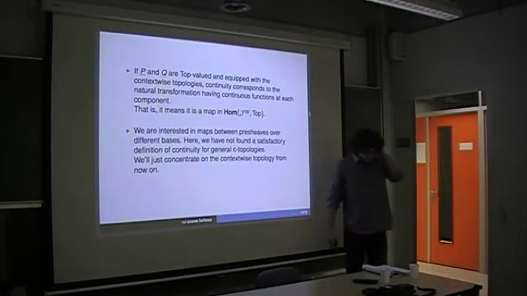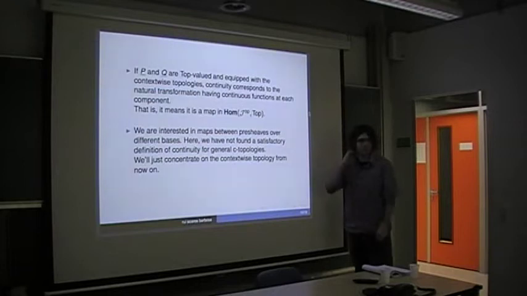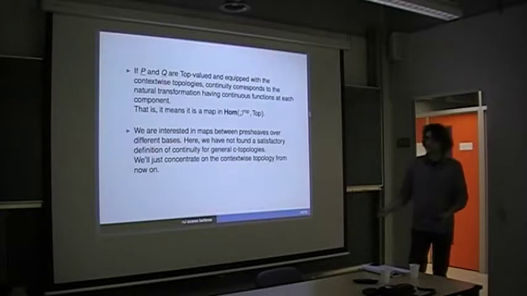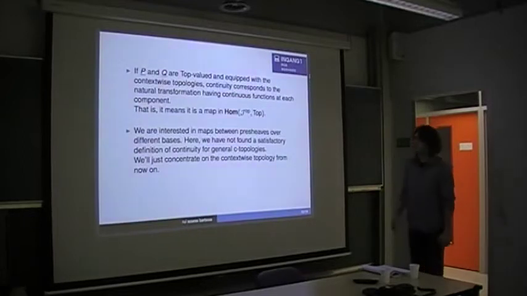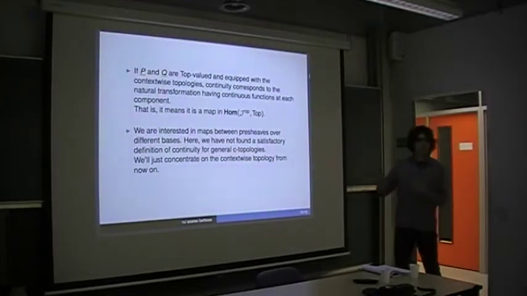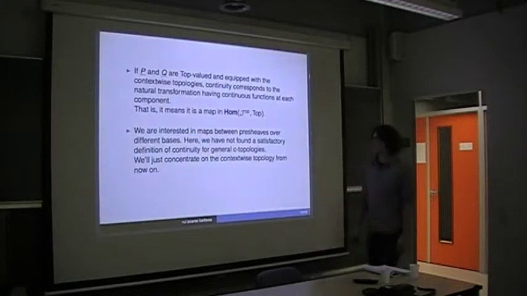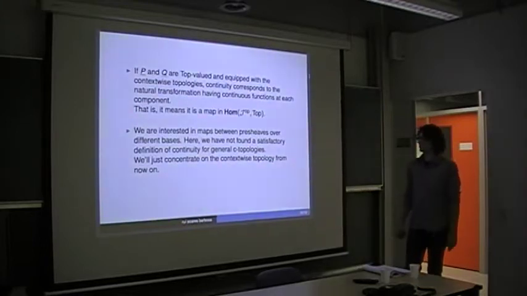But now, in our case, we're mostly interested in maps between presheaves over different bases. If you have two different algebras and you get the spectral presheaves or the purification co-presheaves, there are two different base categories. So we need to know, first of all, what is a map between presheaves of different bases, and can we find a satisfactory definition of continuity for these cases. This is not so easy for general topologies. It's easy if we consider these context-wise topologies. We can get away with something. So we'll just do it now.